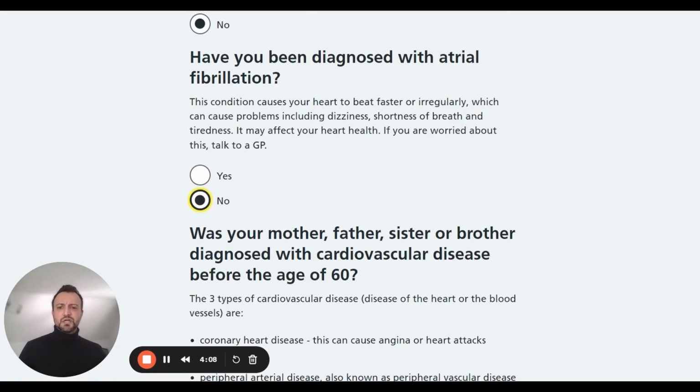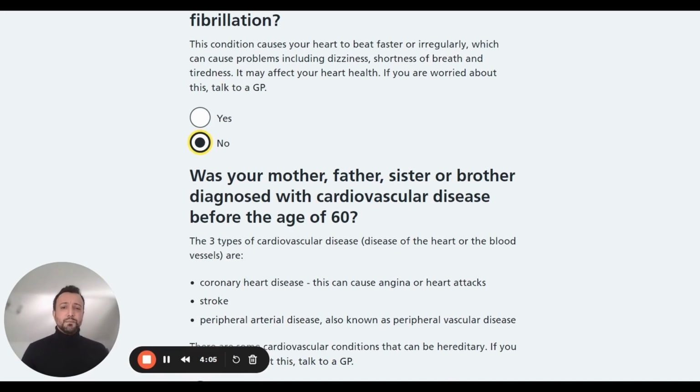Atrial fibrillation, I don't have that. That's an irregular heartbeat. It's known as being irregular. So normally our heart pumps every second or so in a very smooth, very predictable fashion. If we have atrial fibrillation, the heart pumps irregularly. We don't know when it's going to pump, and it pumps sometimes fast, sometimes slow. It tends to be a quite sporadic rhythm.